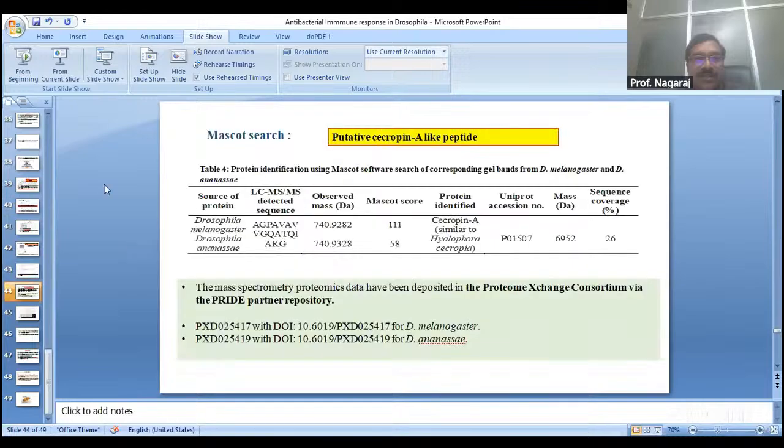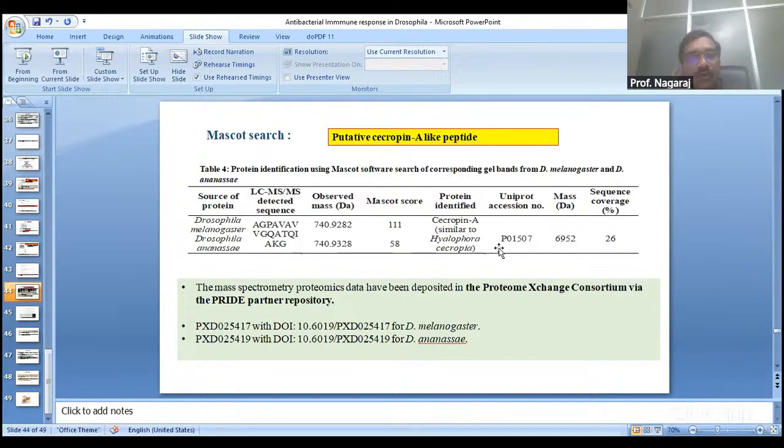Yeah, so based on this Mascot search, we could identify this AMP, the peptide was putative cecropin A-like peptide, and this is the amino acid sequence in both the species. The LCMS detected sequence is this, the molecular weight is this, and the score that we got in Mascot analysis is 111 for the melanogaster and 58.